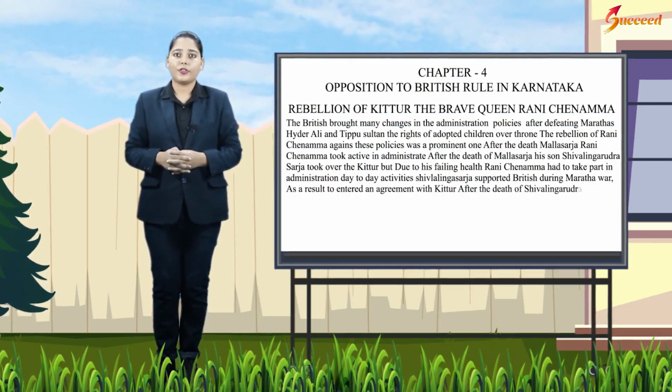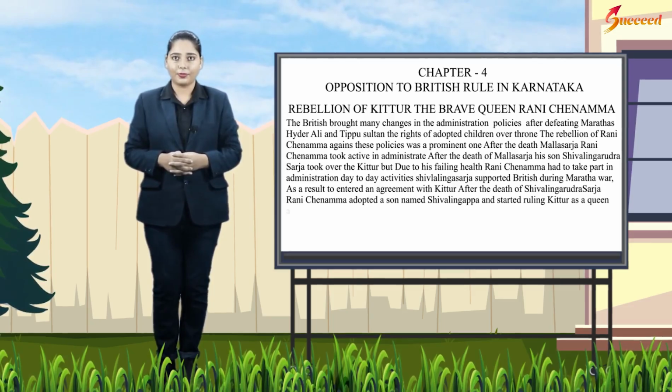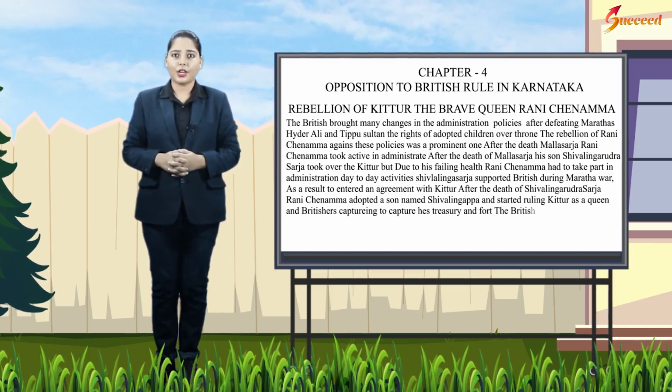After the death of Shivalinga Sarja, Rani Chinnamma adopted a son named Shivalingappa and started ruling Kittur as a queen. And Britishers kept trying to capture the treasury and fort. The British army again attacked Kittur under the leadership of Colonel Deek.